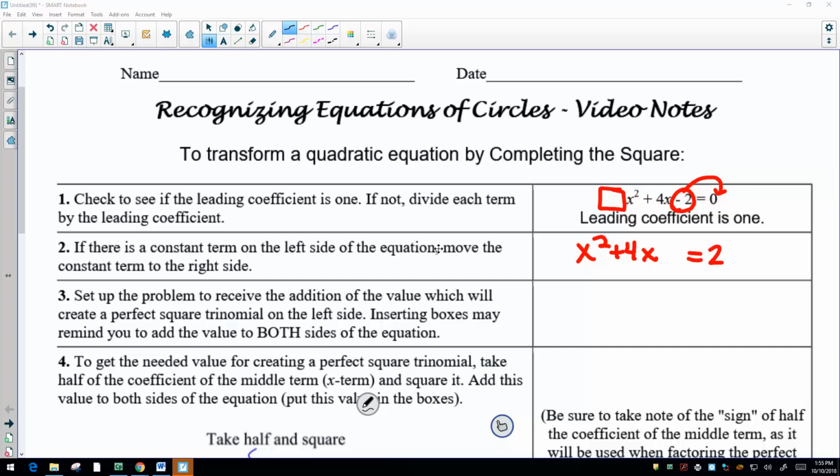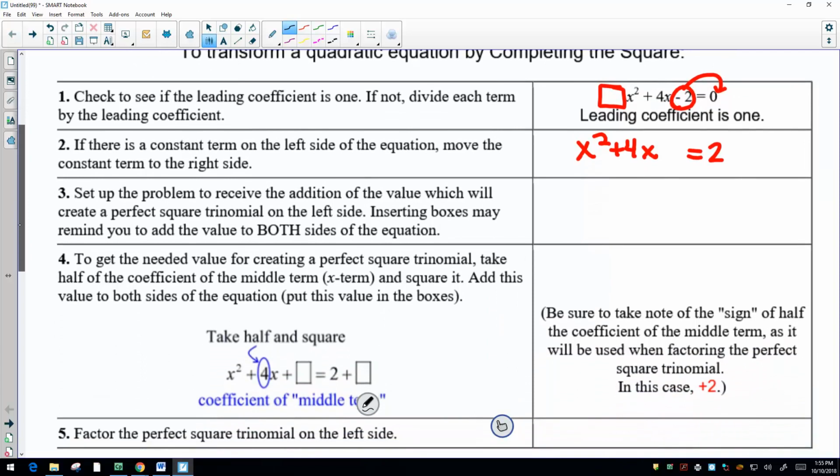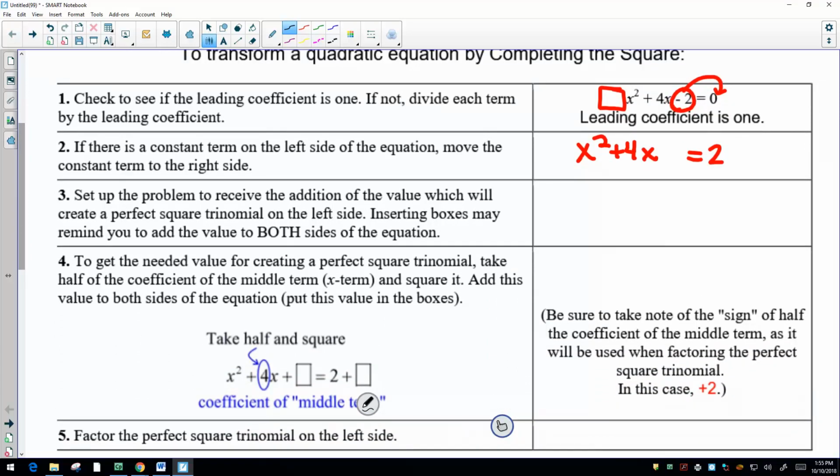Okay, the third thing we're going to do is set up the problem to receive the addition of the value, which will create a perfect square trinomial on the left side. Inserting boxes may help remind you to add the value. If I don't write a box, like I did up above, I will leave a space, put an equal sign, and another space. It may be helpful, until we're really good at this and remember how to complete the square, to fill in those boxes.